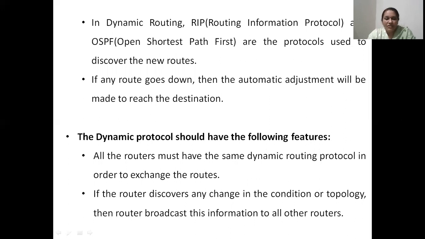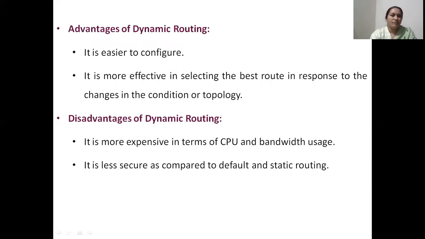And the second feature is, if one router discovers any change in the network traffic or topology, then that router should broadcast this information to all other routers in the network. So these two are very important features of the dynamic routing model and dynamic protocols. So there is communication between the different routers in the network.